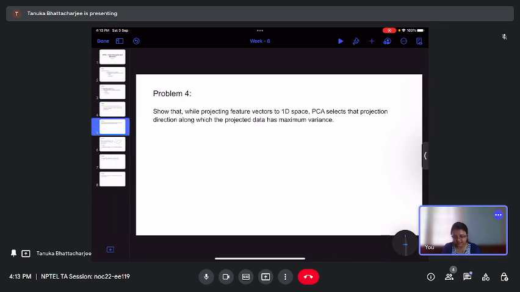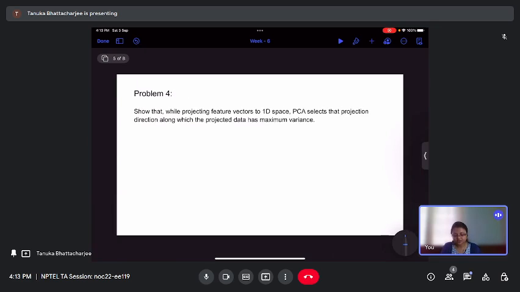Now, if that is the case, the next question tells that show that while projecting feature vectors to 1D space, PCA selects that projection direction along which the projected data has maximum variance. So, you are trying to project feature vectors to 1D space, you have to use PCA and you have to prove that the projection direction along which the projected data has maximum variance, that particular direction is chosen by PCA. So, let us try to prove this.